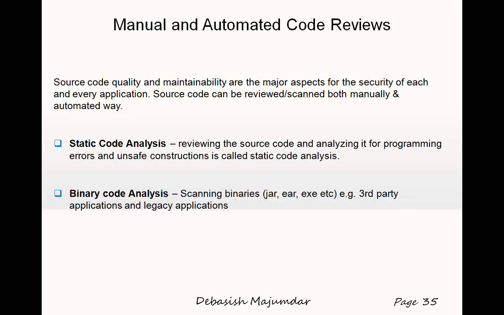Next is the manual and automated code reviews. The source code quality and the maintainability are major aspects of the security of each and every application. So there are two types of reviews. One is manual, and the other is automated, through static code analysis and binary code analysis. Let us see what static code analysis and binary code analysis are.